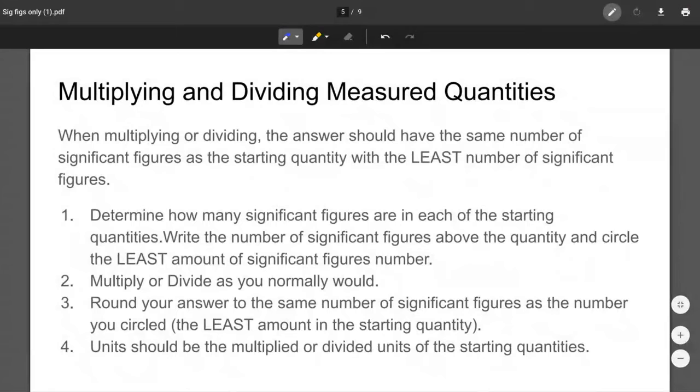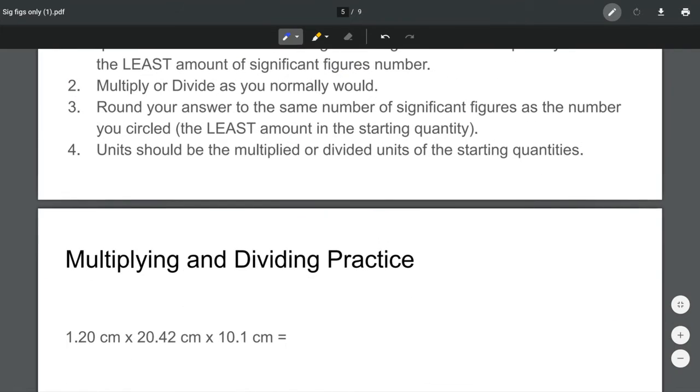So multiplying and dividing. When you multiply and divide numbers, the answer needs to have the same number of sig figs as the quantity with the least number of sig figs. So in order to do that, I need to look at how many sig figs are in each number, calculate my answer, and then round that answer for the correct number of sig figs, and then I need to figure out the units. So let's jump into an example.